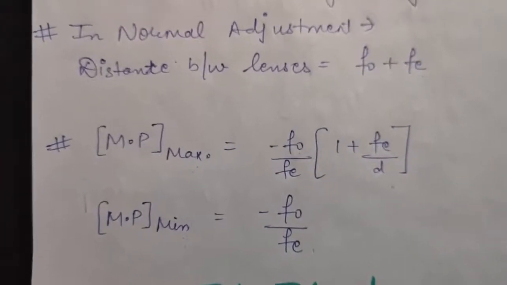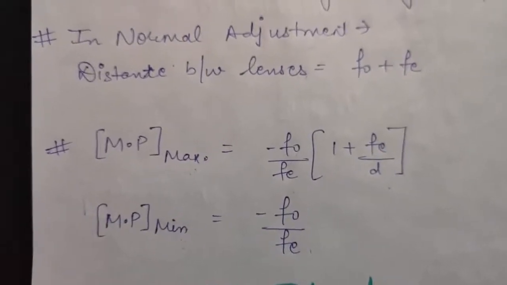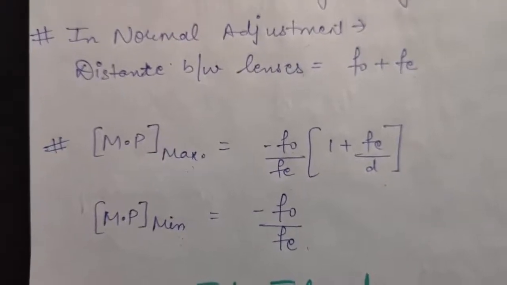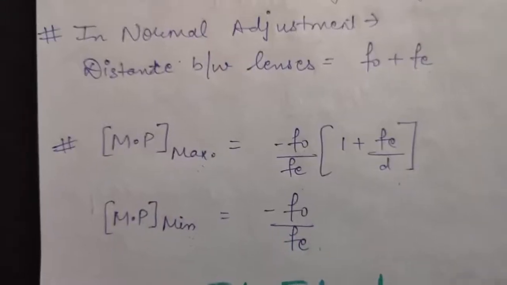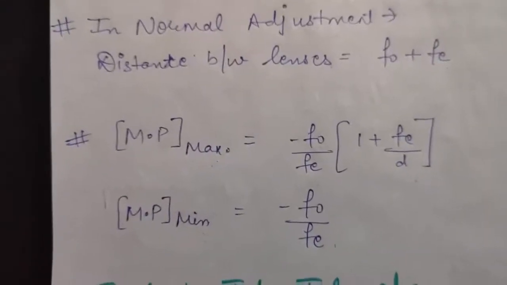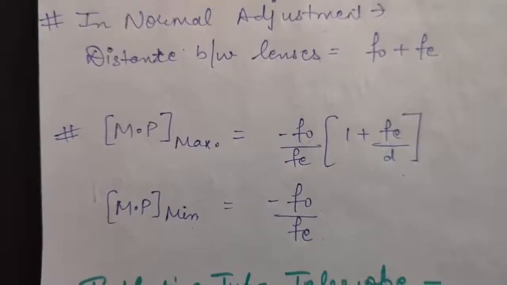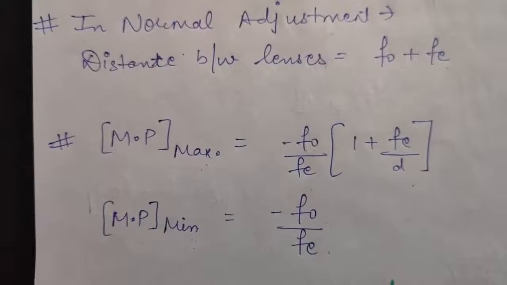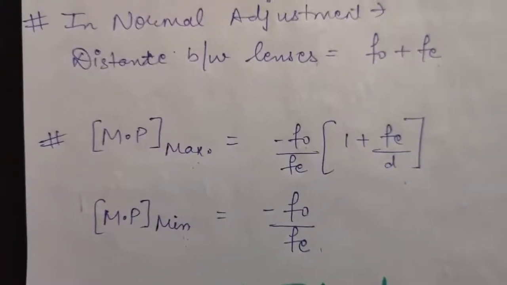So the answer would be no, and the reason is that in your compound microscope, both the objective lens and eye lens are taken of small focal length, but in your telescope, the objective lens is taken of large focal length and the eye lens is taken of small focal length. So therefore, if you interchange the lenses of a telescope, it cannot be used as a compound microscope.